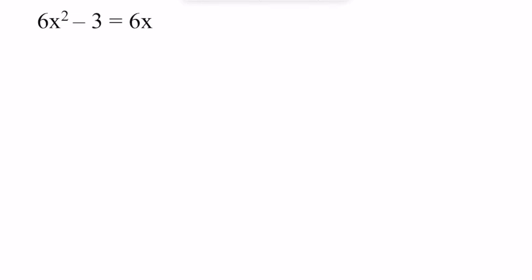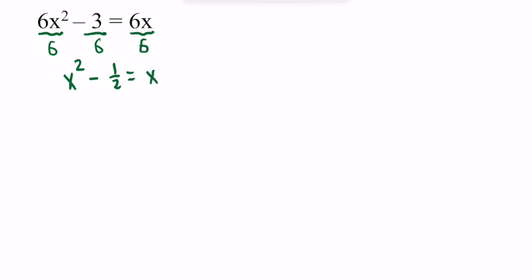Let's work on solving the equation 6x squared minus 3 equals 6x by completing the square. Our first step here is, since there's a coefficient of x squared that is not 1, we'll divide all of the terms by that number to get 1x squared. So here we'll divide everything by 6, leaving us with x squared, and then minus 3 over 6. If we reduce it, we would have minus 1/2 equals x.